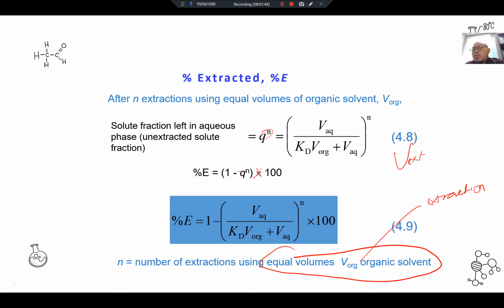Volume of extraction, so we know that it is specifically of the extraction. If for example you don't want that particular phase, you can use VRAF, which stands for raffinate. Raffinate is the layer that you don't really want. I don't like to use 1, 2, because it's not specific and you tend to get confused. So here is how you can do it: 1 minus Q multiplied by 100. If you have multiple extractions using the same volume, then you can use N.